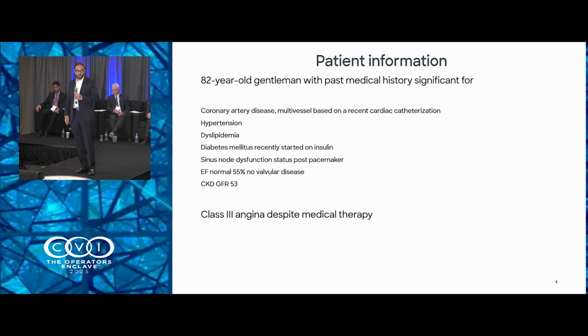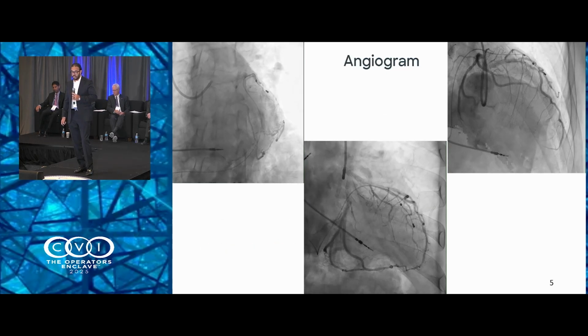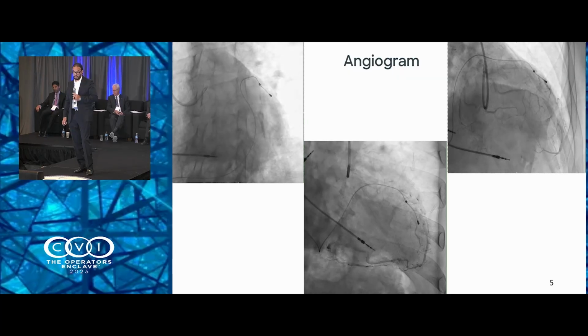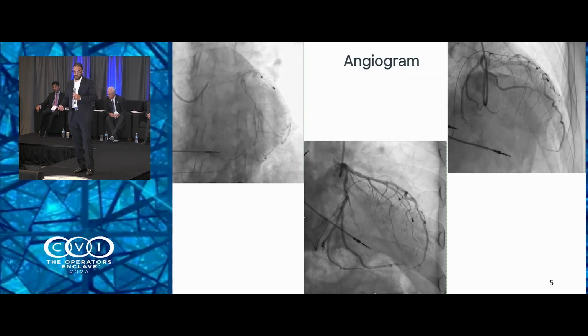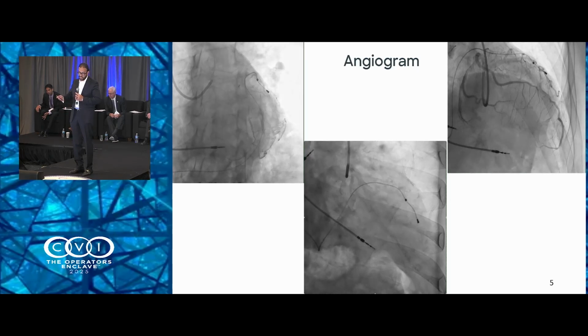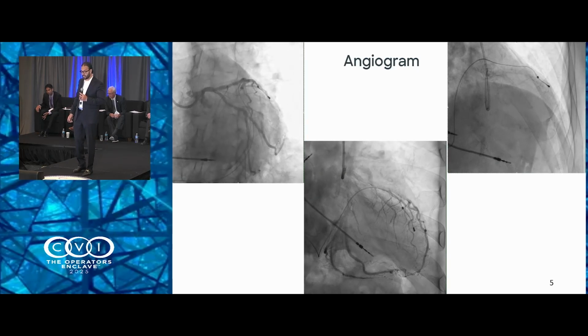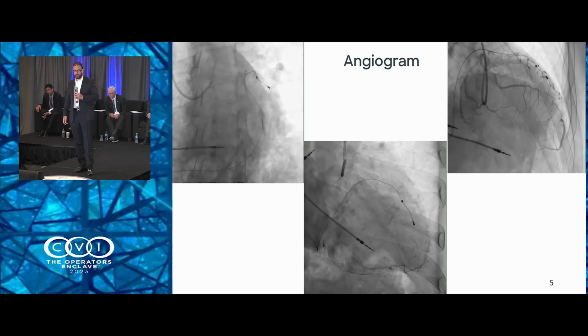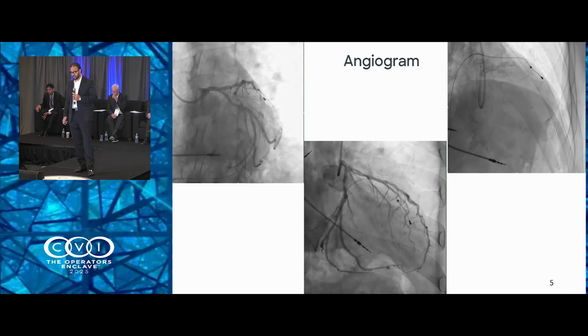An 82-year-old with multi-vessel coronary artery disease, persistent angina despite medical therapy, and some comorbidities was referred for physiology and imaging guided PCI. This is the angiogram, and all you can see is calcium, some tortuosity, and a bunch of lumps and bumps and moderate disease in the LAD and the circumflex. And you're trying to find out what's causing the angina for this patient.